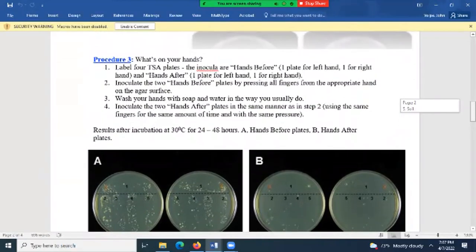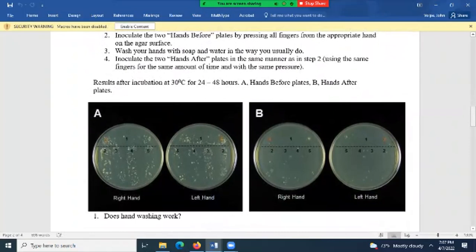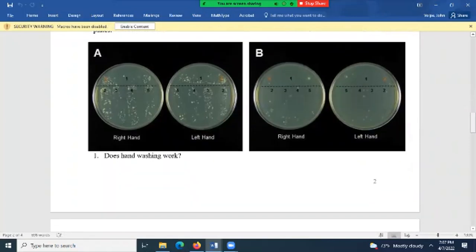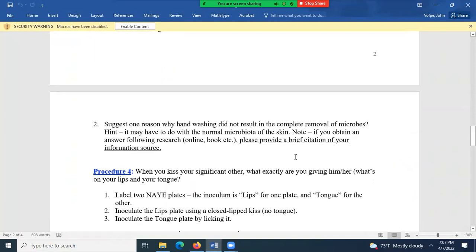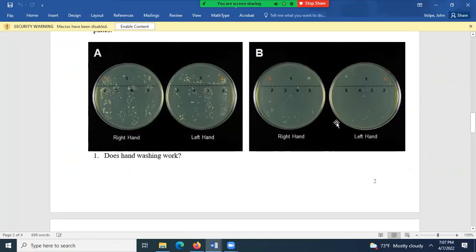Procedure 3, what's on your hands? You're going to be looking at your hands, the microbes on it before you wash your hands, and then after you wash your hands. And the first question, does hand washing work? Answer that question. Suggest one reason why hand washing did not result in the complete removal of microbes from your hand. Like there's some microbes on your hands after you've washed.